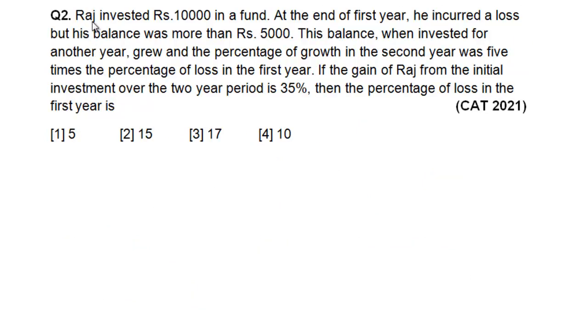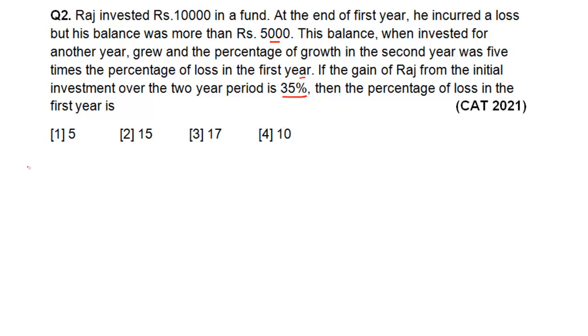Let's take the next question. Raj invested rupees 10,000 in a fund. At the end of the first year, he incurred a loss, but his balance was more than 5,000. This balance, when invested for another year, grew, and the percentage of growth in the second year was 5 times the percentage of loss in the first year. If the gain of Raj from the initial investment over the 2-year period is 35%, then the percentage of loss in the first year is.